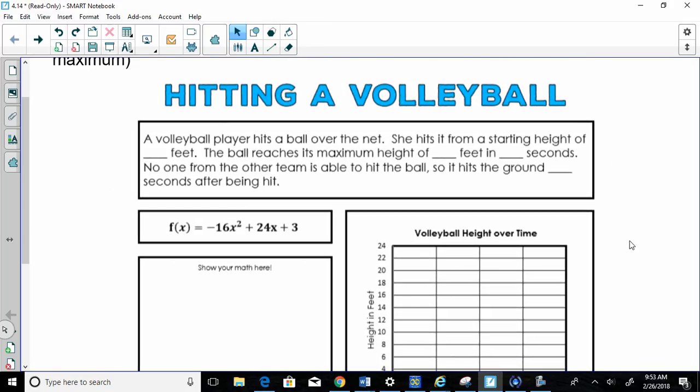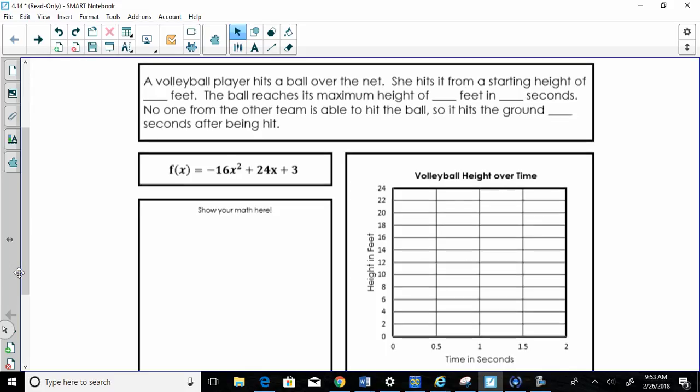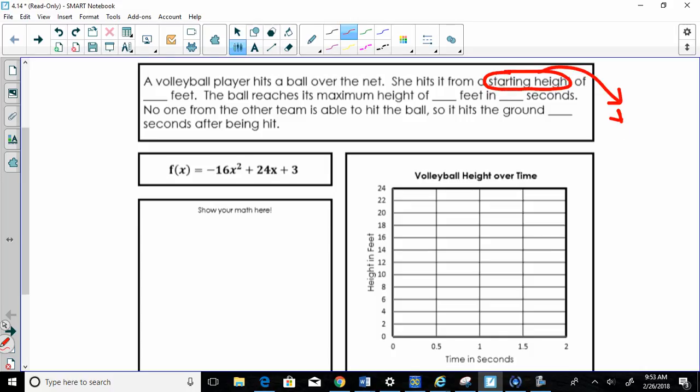Okay, so it says a volleyball player hits a ball over the net. She hits it from a starting height. What does starting mean? We're probably going to be finding the y-intercept. So you're going to color that in the first color. Starting height, we know, refers to your y-intercept.